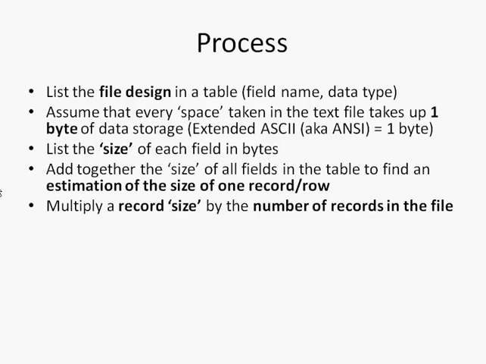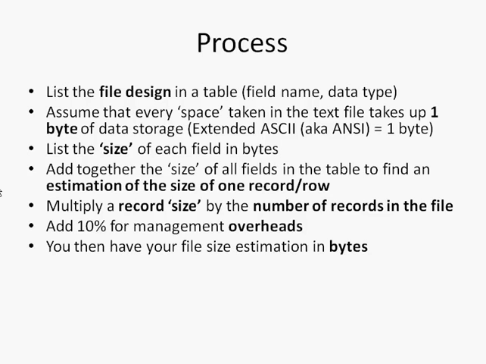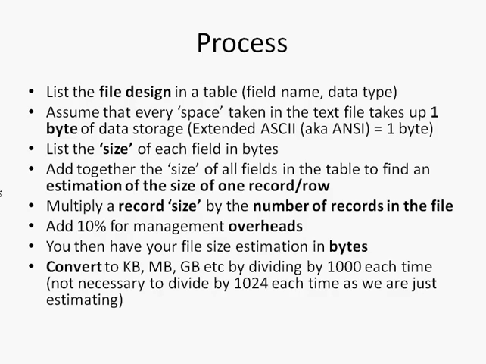You multiply the record or row size by the number of records in the file. You add 10% for what we call management overheads. Any piece of software you're working in will store extra data about how that piece of software should operate on the file. So 10% is a good number to add on for that. You then have your file size estimation in bytes.